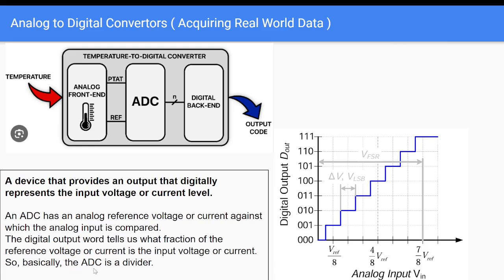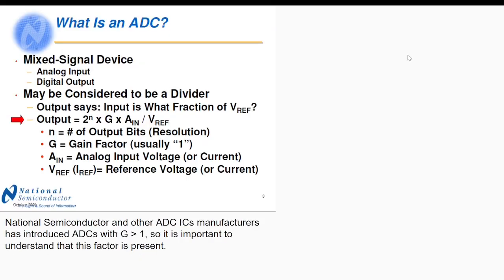And that analog to digital converter is primarily a divider. Okay, and that's what you see here. It's divided by Vref divided by 8, and so on and so forth. So another few important keywords and terminologies: it's a mixed signal device.